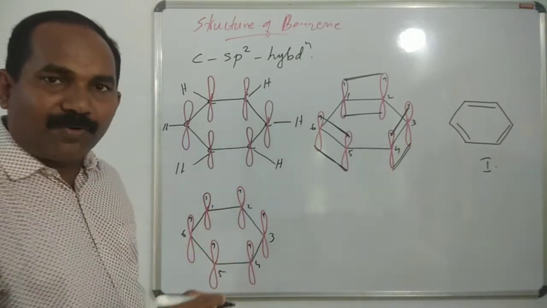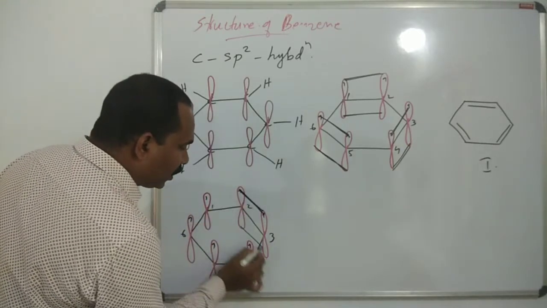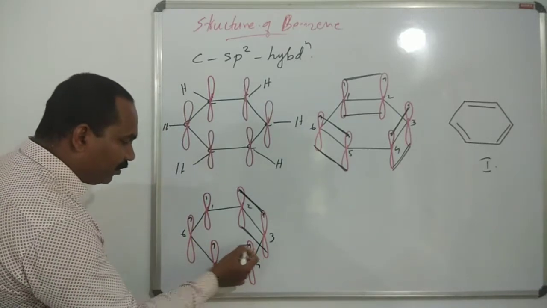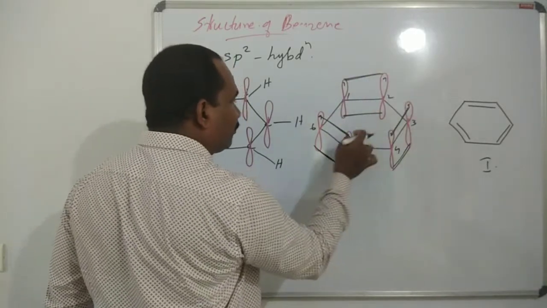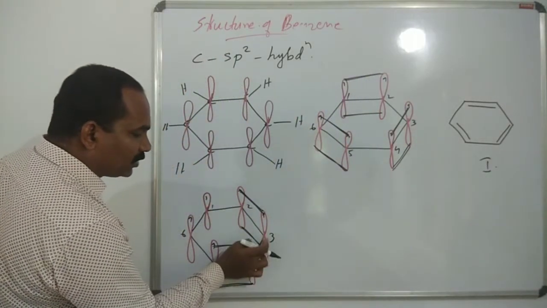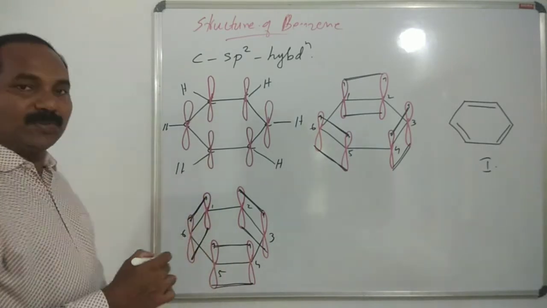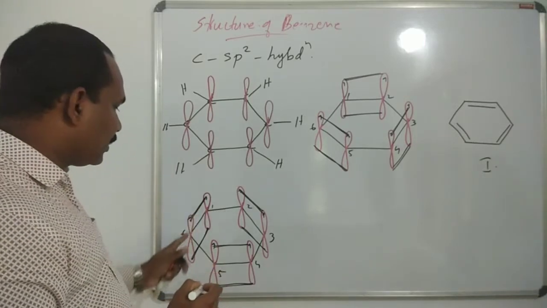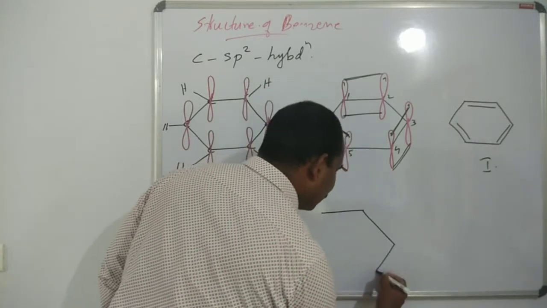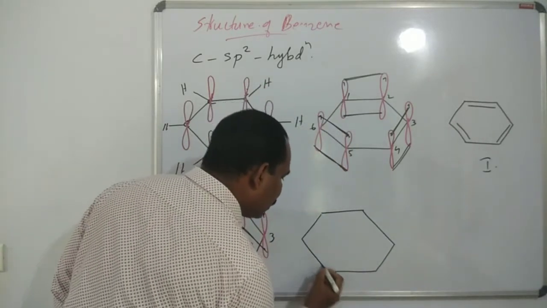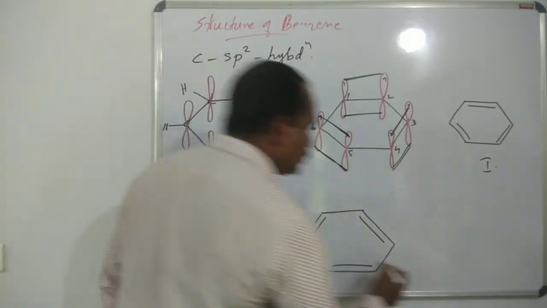Here the pi bond formation possibilities are between 2 and 3, then 4 and 5, and similarly 1 and 6. We get the structure of benzene like that. This is the second structure.